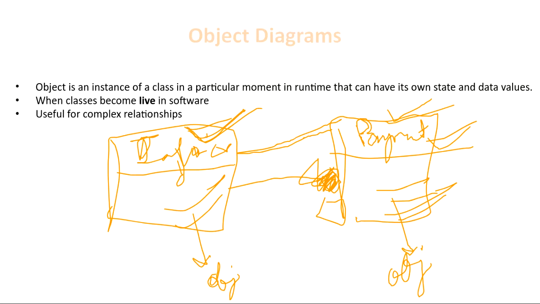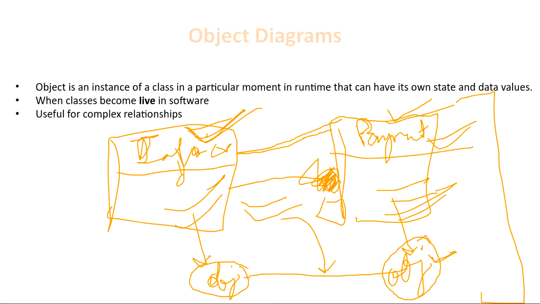This object of the payment class is the object which is created only after the payment class has been executed, or only after the payment has been made. Then we have created its object, and then we can show the relationship between payment and invoice. Meaning the relationship which was not shown earlier by the class diagram can now be shown by the object diagram. This is the only utility of the object diagram. Why am I giving you this example? Only when the classes become live in software.